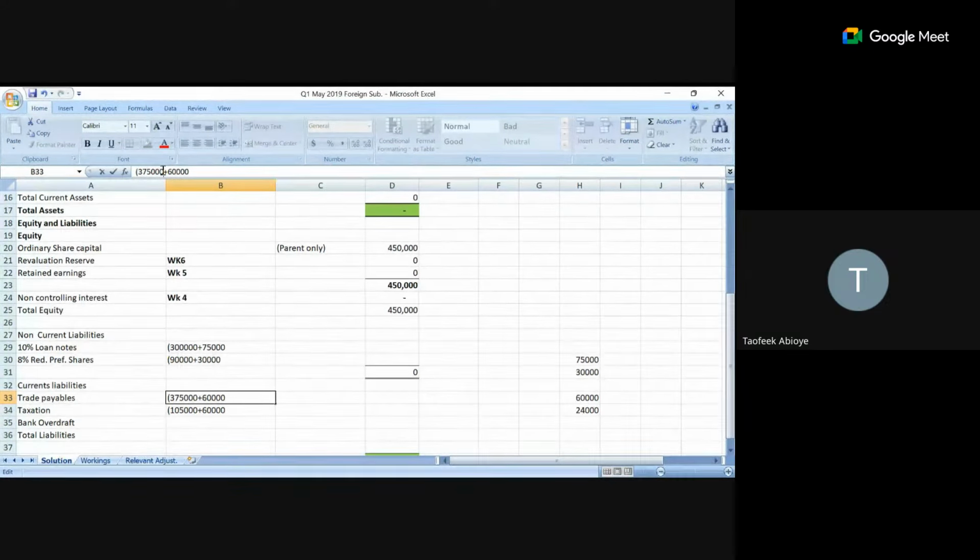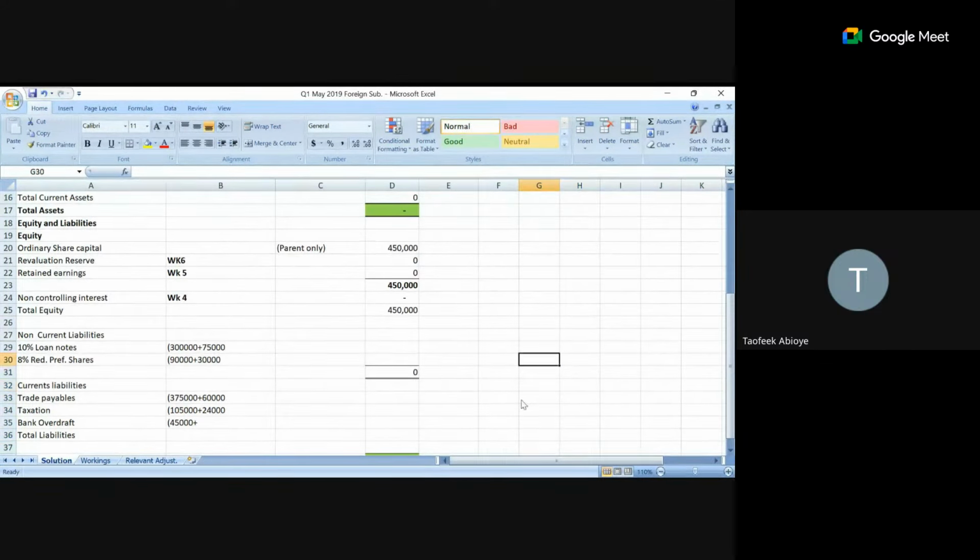375,000. Then plus subsidiary's trade payable, which is 60,000. So this one is 105 plus 24,000. So we have to delete this 60,000 and put 24,000. Now bank overdraft. How much is the bank overdraft of the parent company? They gave us 45,000, plus the subsidiary does not have an overdraft, right? Yes. So we can now delete this. We don't need it again.